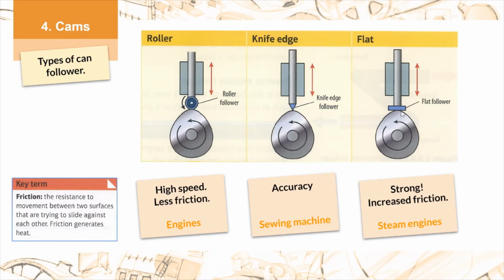And then finally, if you've got quite a lot of friction, and you've got to put a lot of power through the system, you might have a flat follower. The flat follower spreads the surface area, so it reduces the pressure on any one point. So this is a strong one, but it does increase the friction because you've got more surface area contacting. But it is powerful enough to use in steam engines, like steam trains.